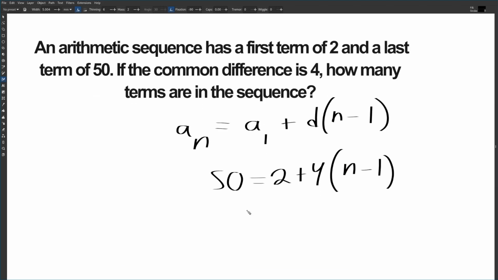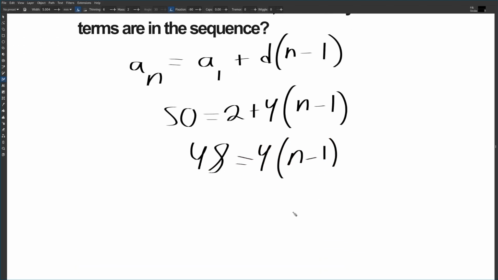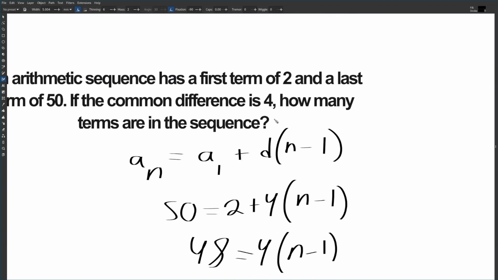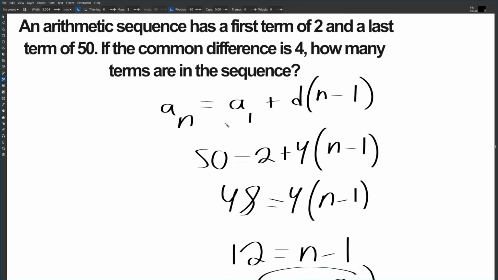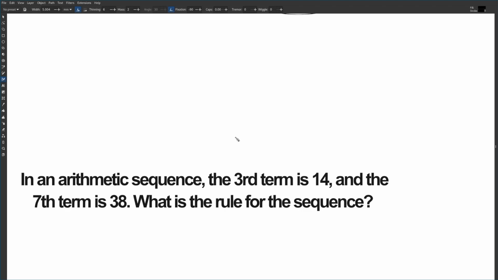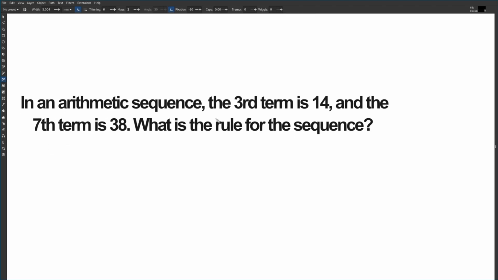Let's do that. Subtracting from both sides, you get 48 is equal to 4 times n minus 1. You could distribute or divide both sides by 4. So 12 is equal to n minus 1, which means n is equal to 12 plus 1, which is 13. It means there are 13 terms in this sequence without needing to list them all out. Okay, time for the next one. In an arithmetic sequence, the third term is 14 and the seventh term is 38. What is the rule for the sequence?